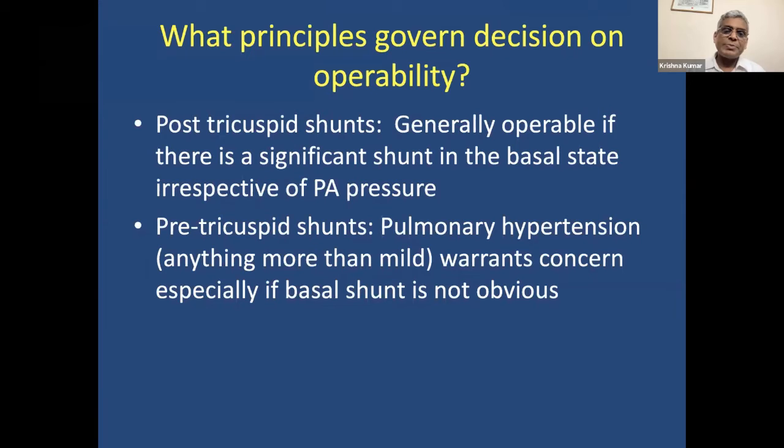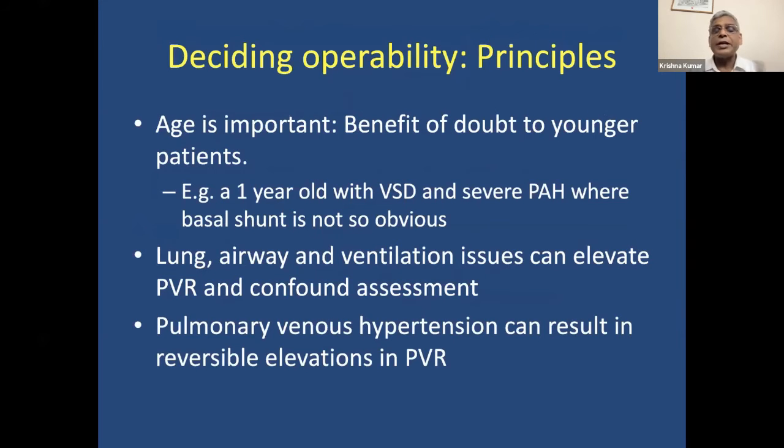Whereas in pre-tricuspid, any degree of pulmonary hypertension, even if it's not more than mild, warrants concern, and especially if the basal shunt is not obvious. So you have to be a little more wary of pulmonary hypertension in pre-tricuspid shunt because that is not so easily explained. Age is very, very important.